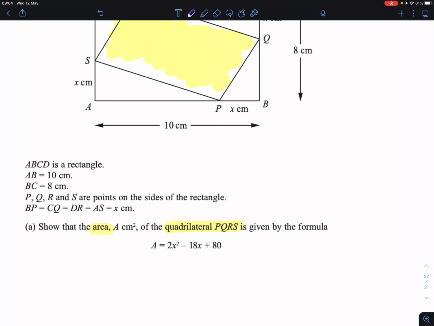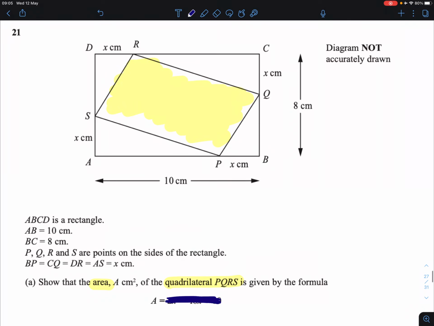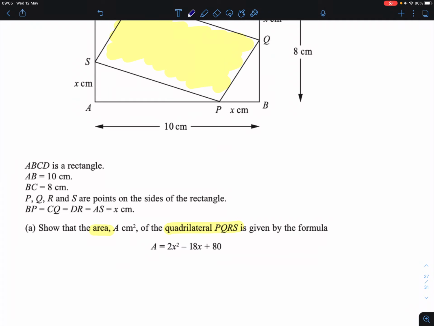Now, whenever we've got a show question, basically ignore what that is. That's our answer, right? So we've got to basically find the area of that yellow shape, and there's going to be letters and numbers and stuff, and then when the dust settles it should end up becoming that.